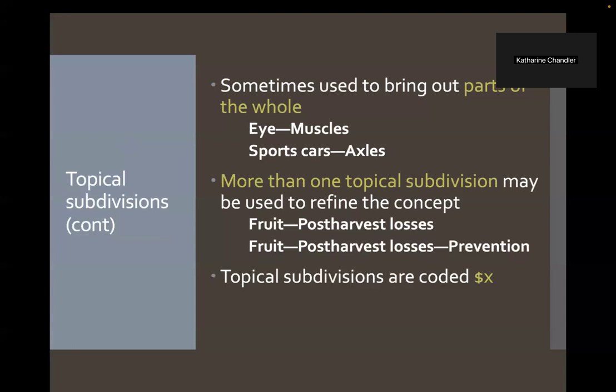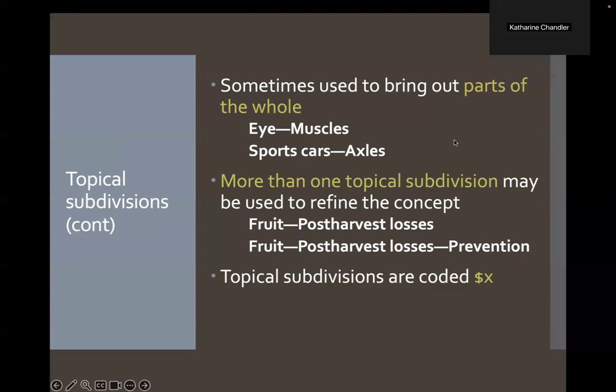Sometimes they are used to bring out parts of the whole, like eyes, muscles, or sports cars, axles. More than one topical subdivision may be used to refine the concept, like fruit post-harvest losses, and then fruit post-harvest losses prevention, and topical subdivisions are coded.